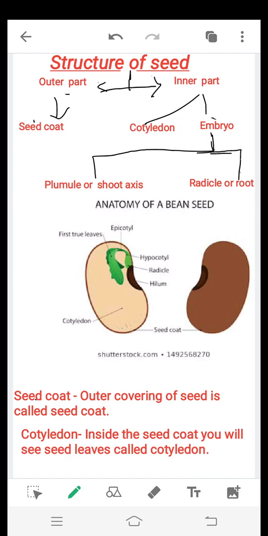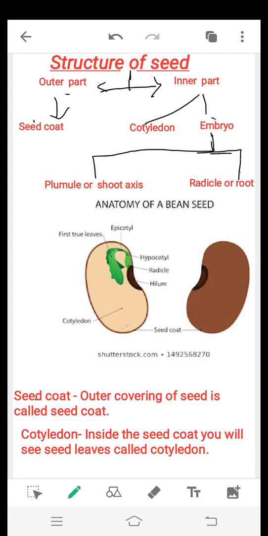So you can define the seed coat as the outer covering of the seed, and its main function is to protect the baby plant inside the seed. Then the second part that you have seen after removing the seed coat is the cotyledons. Cotyledons store the food for the baby plant. Till it grows into a plant, the baby plant gets food from the cotyledons.